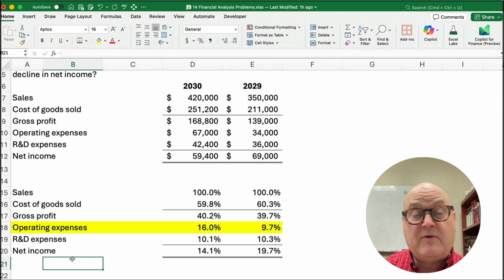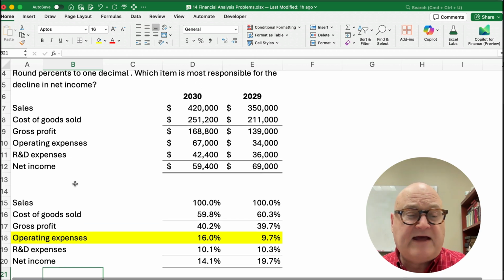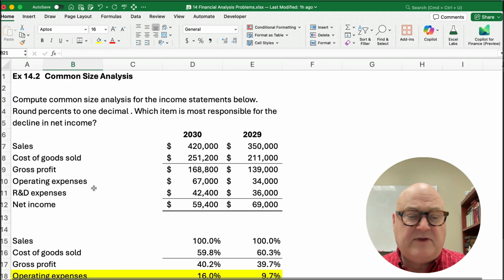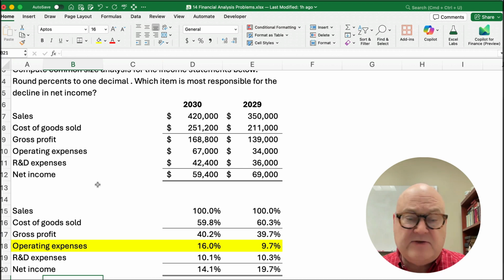And then we can figure out, well, why did they go up? What is the reason for that? Is that something we can prevent for the following year? Okay, so this is how you do common size analysis. It's really easy with Excel, so I definitely recommend that you use Excel.